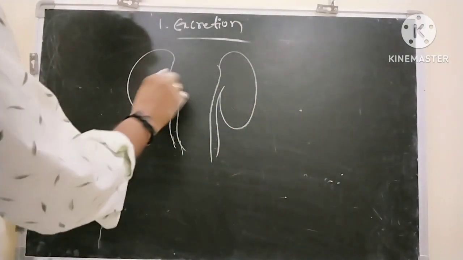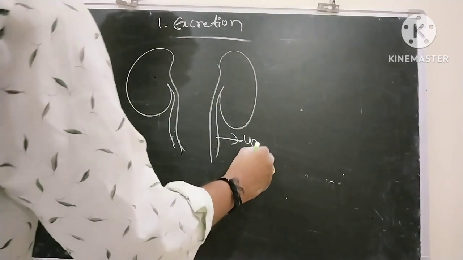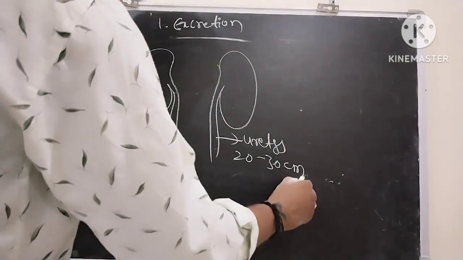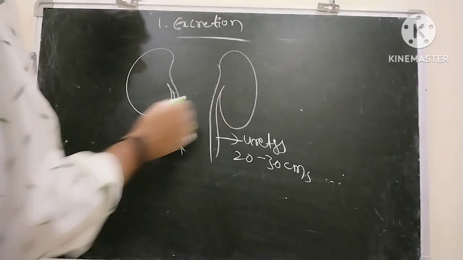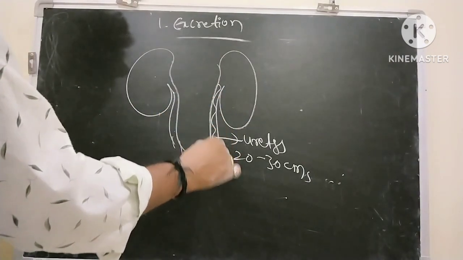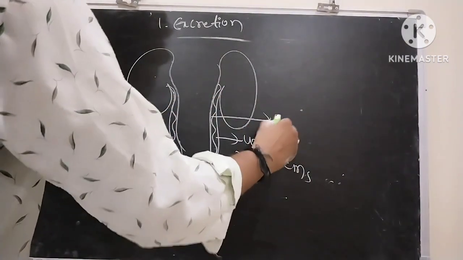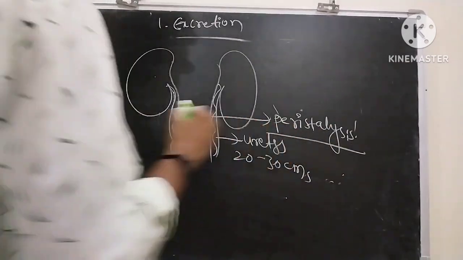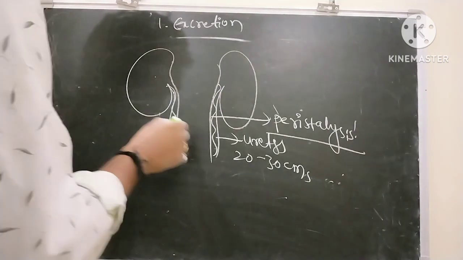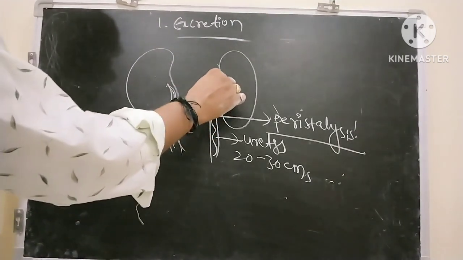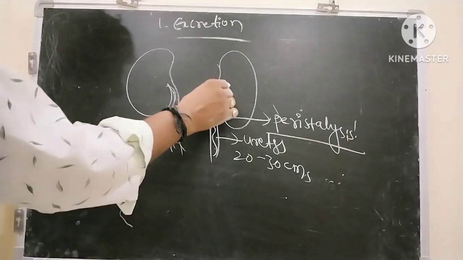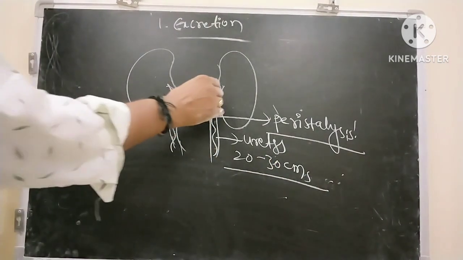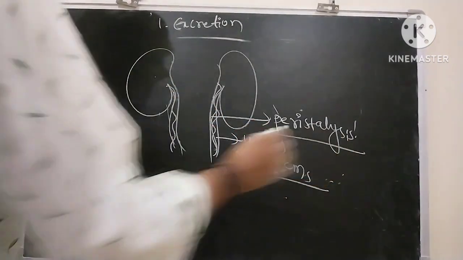The urine that is formed in both kidneys enters into the ureters, and these ureters are 20 to 30 centimeters long. The movement through which urine passes in the ureters is called peristalsis. These are distensible sac-like structures, very sensitive, arising from both kidneys, the right ureter and left ureter, 20 to 30 centimeters long, and the movement of urine is called peristalsis.